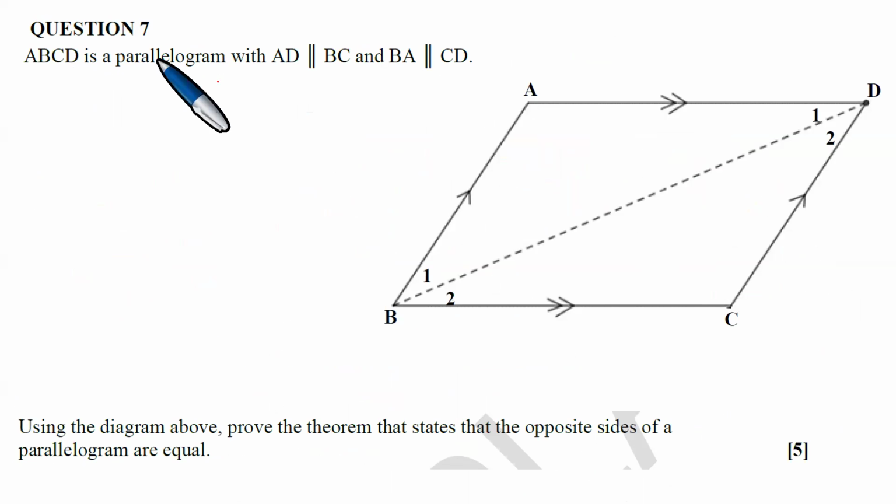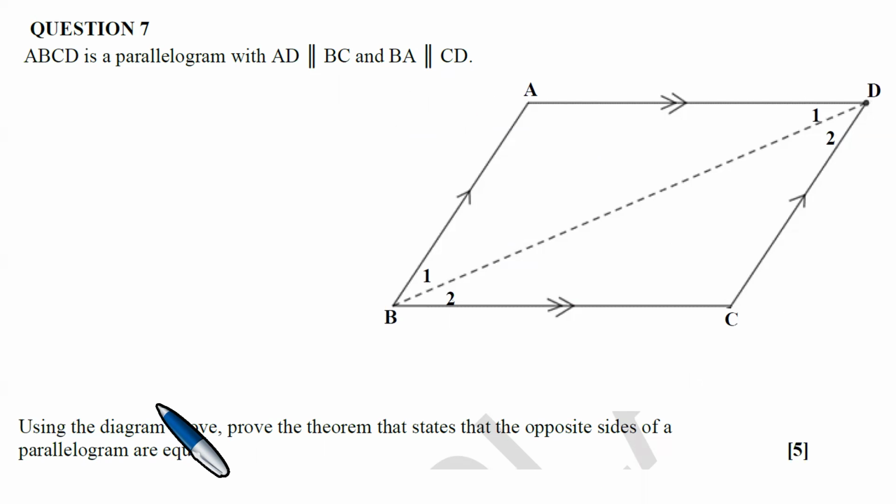Right, so ABCD is a parallelogram with AD parallel to BC, and BA parallel to CD. Using the diagram above, prove the theorem that states that the opposite sides of a parallelogram are equal. Let us look at that part there.